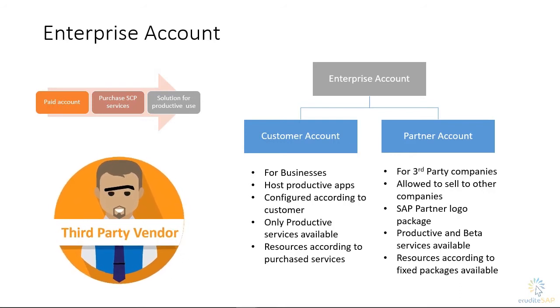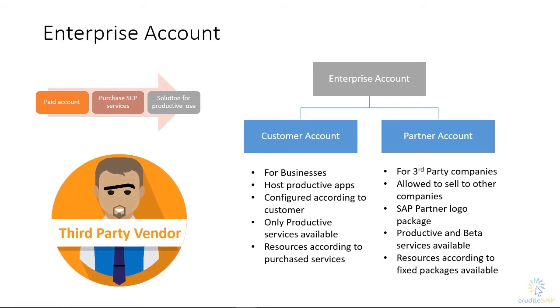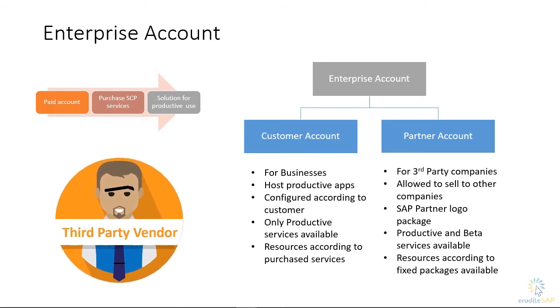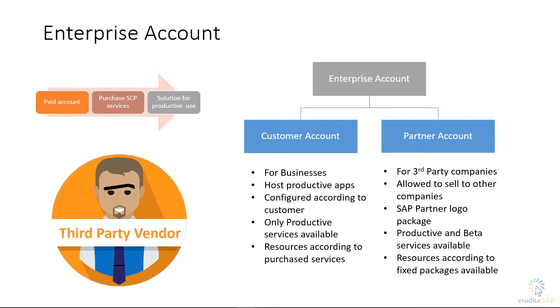SAP allows third-party companies to advertise and sell applications via the SAP store. Productive services along with beta services are available. Beta services are those services that are not yet launched for productive use but are given to try to some partners for testing purposes.